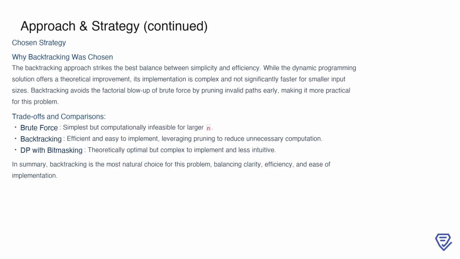On the other hand, backtracking avoids the factorial growth of brute force by pruning invalid paths early and directly building valid arrangements. This makes it computationally efficient while remaining intuitive to implement.